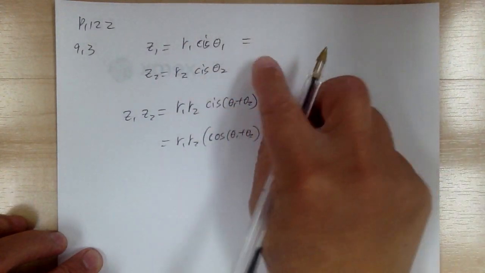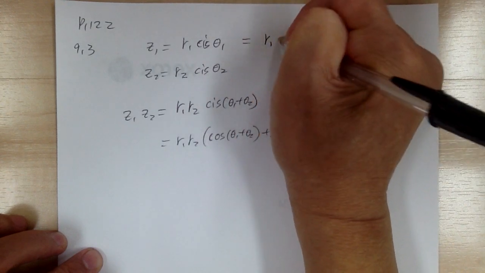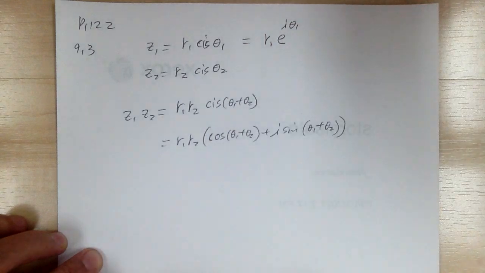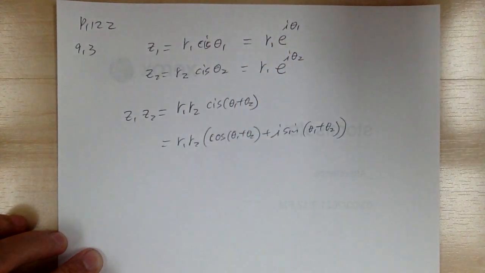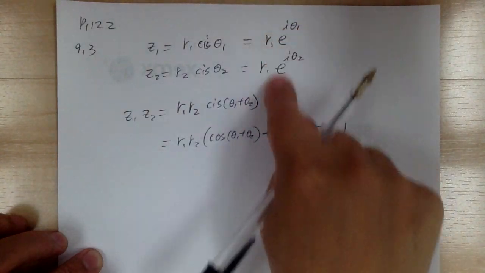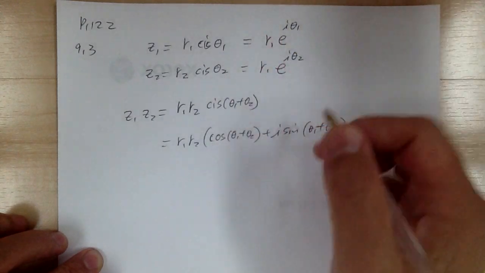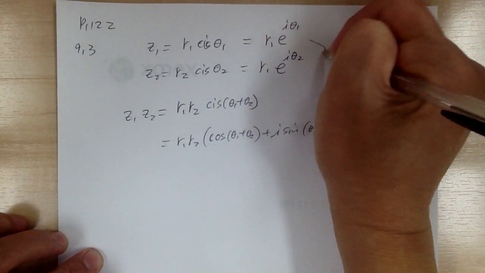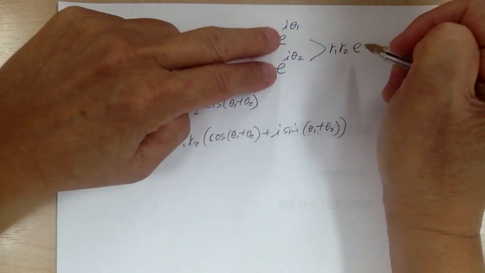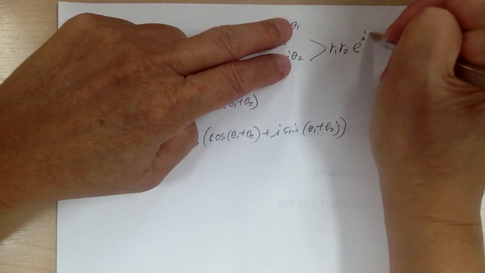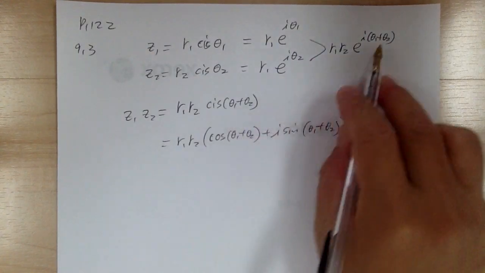Because if you write this in the exponential form, Z1 will equal R1 e to the I theta 1, right? And Z2 is equal to R2 e to the I theta 2, right? So what happens when you multiply these two together? You're going to get R1 R2, and what happens when you multiply the exponents? You add the exponents, right? So you can see where this came from.